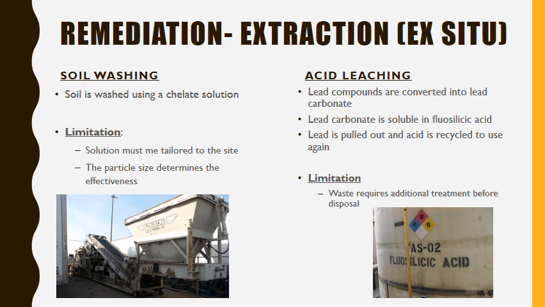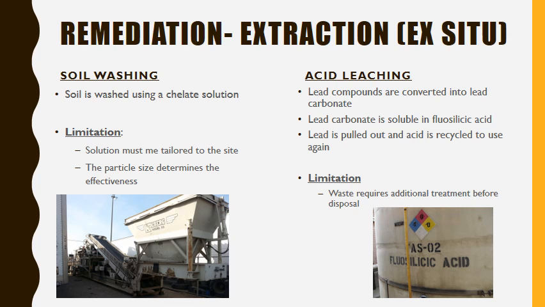One way we can do this is by digging up the soil and going through what is called a soil washing process. This is where the soil is dug up and washed with a chelating solution. This chelate solution pulls the metal particles together so they are able to be extracted out of the soil. A limitation of this is that a solution must be tailored to the site. This relies on the pH of the soil, the water content, and any other characteristics of the soil that allows for that lead to be taken out. Also, the particle size of lead determines the effectiveness. If the lead particles are really small, this is going to be very challenging.